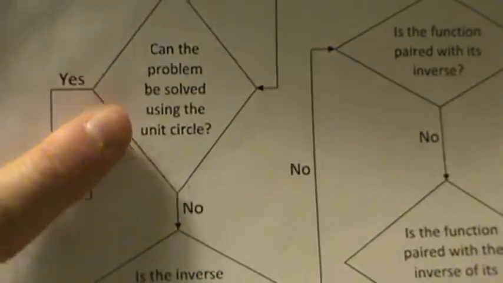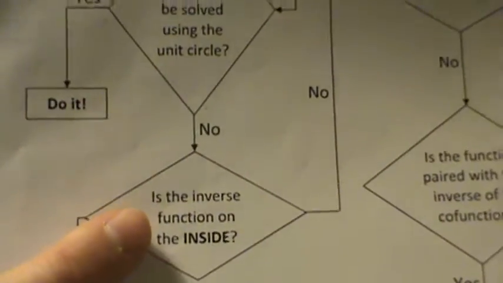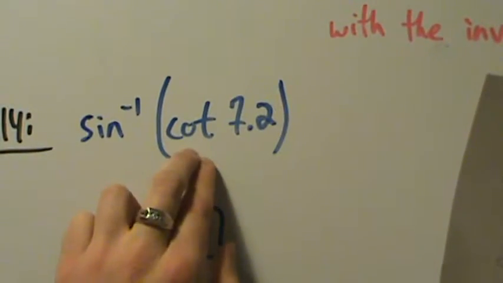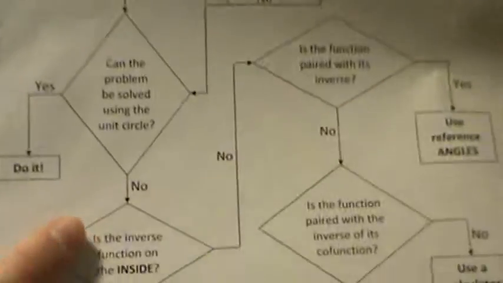Can the problem be solved using the unit circle? No. Is the inverse function on the inside? No, inverse sine appears on the outside, not on the inside. Inside is just plain old cotangent. The outside is inverse sine. Is the inverse function on the inside? No, follow the no path up here.